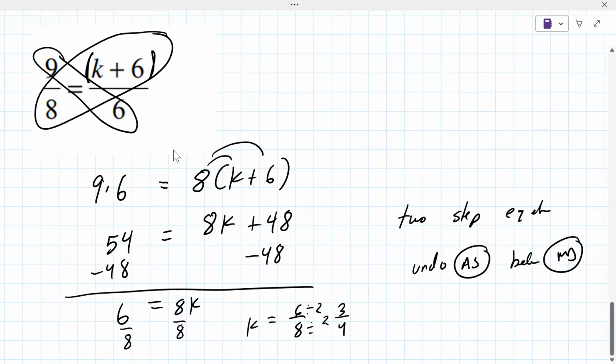I would recommend writing this one down because I'm going to give you one pretty much just like it: 9 over 8 equals k plus 6 over 4. 9 times 6 equals 8 times 4 equals k plus 6.